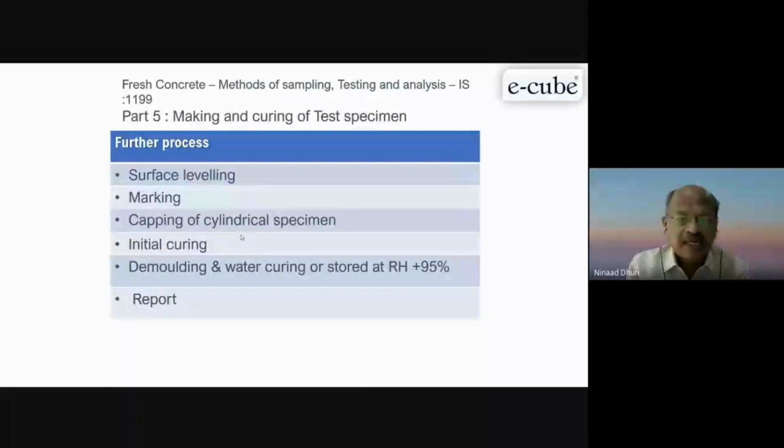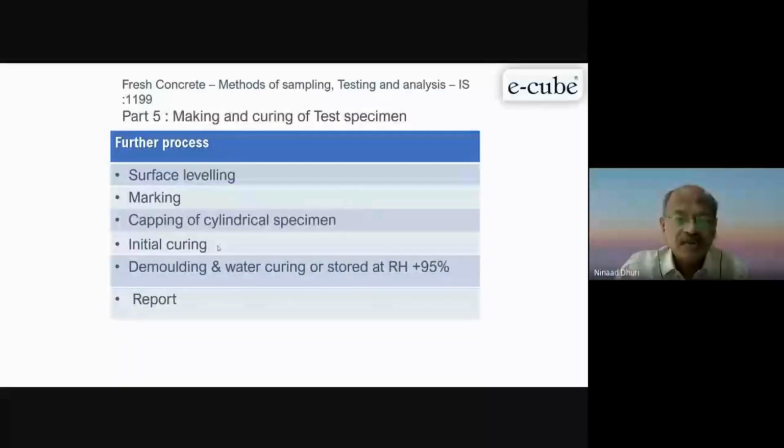Surface leveling, marking, capping: in a cube you don't need capping. But when you cast a cylinder, the top surface is basically a troweled surface, which is not acceptable when you are testing a cylinder, because we test a cylinder only vertically. Cubes you test by just reversing them, so you get only a machine surface. So we have to leave about 3 to 4 mm gap on the cylinder specimen to do the capping later on. Maybe the next day or third day we do the capping, or even on the day of testing we can do the capping. So that is very important.